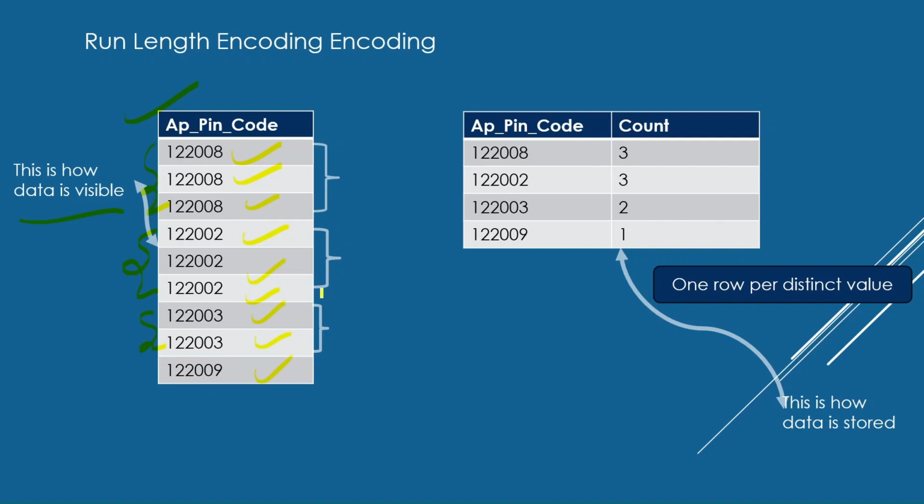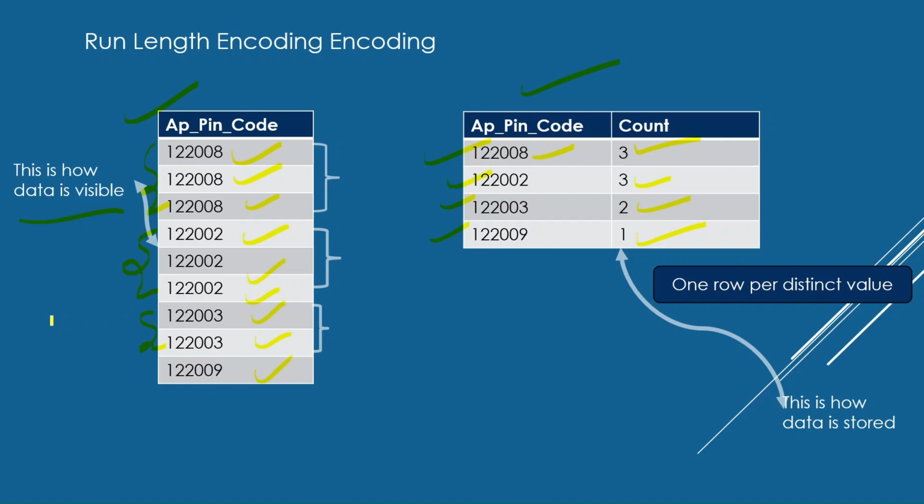When Power BI sees this kind of data, it will apply run length encoding. And how will it store it? It will create a table, take each value present in this column, and put the number of duplicate records in the form of a count. There are four rows, and each duplicate value is put like this.